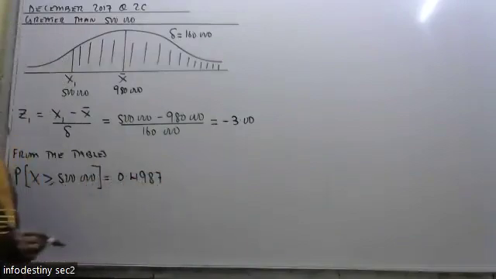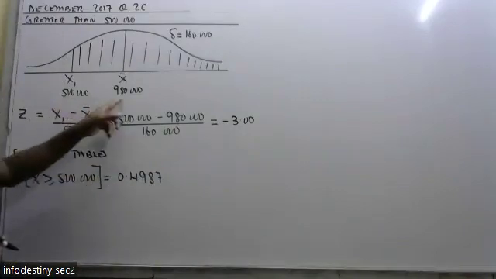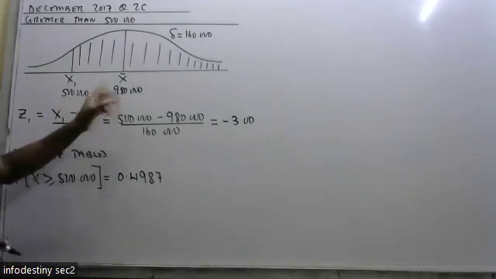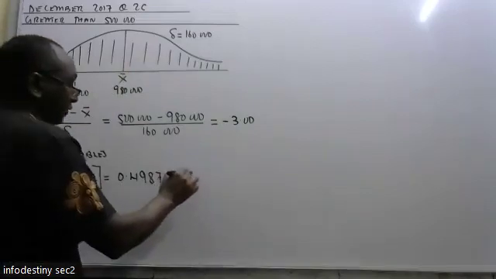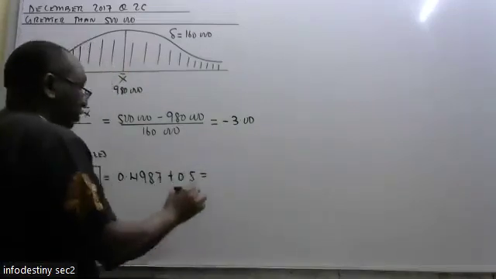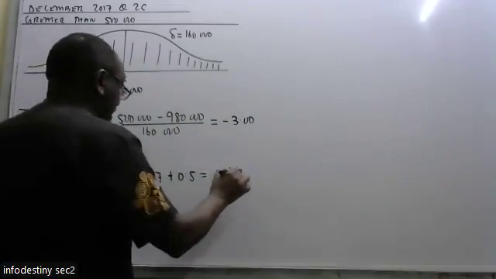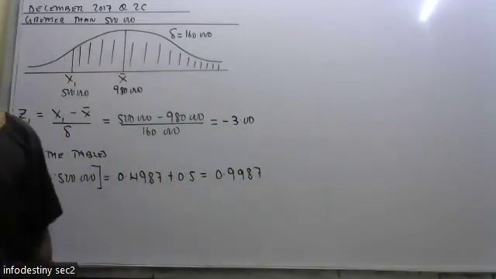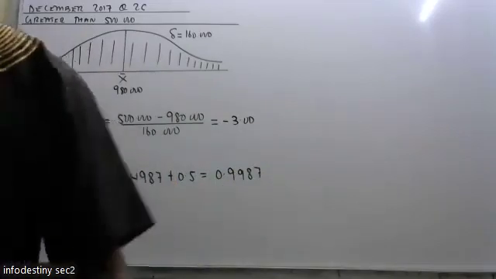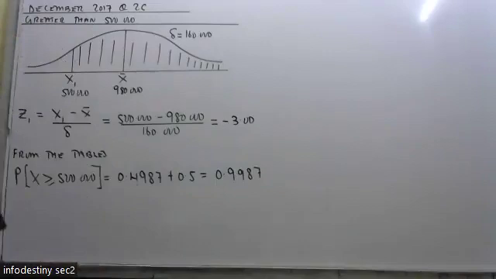Now that 0.4987 is the probability from 500 to 980. And because we want even the other side, which we are well aware is 0.5, then you add, so that gives us 0.9987. So that is the probability that you get something greater than 500.